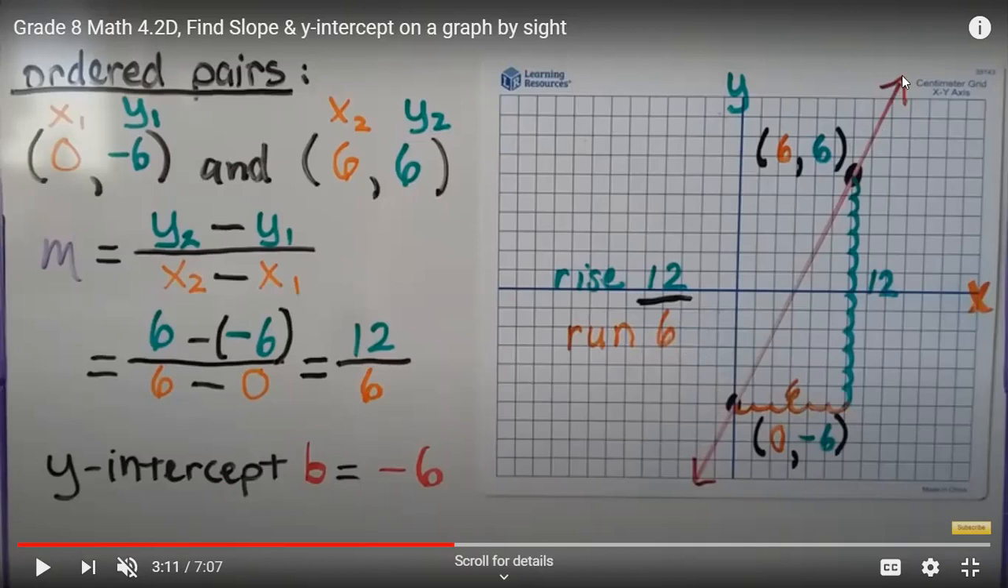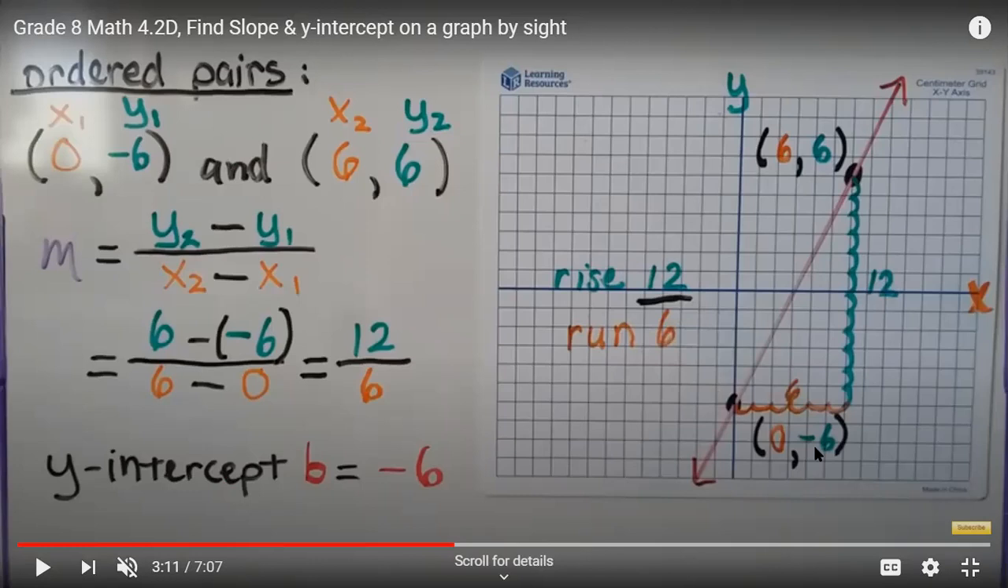Second, we are going to look at this line. It passes through the point 0 and negative 6. Then it intersects the y-axis at 0 and negative 6. So where is the y-intercept? The y-intercept will be the value of y. Then the value of y here will be equal to negative 6. So this is how we are going to calculate the slope from the graph.